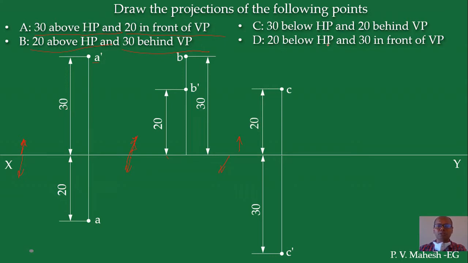Now 20 mm below HP and 30 mm in front of VP. So the fourth case, the point is below HP, no doubt you can draw below XY line, and in front of vertical plane. Generally people will have problem in this. If this is vertical plane, in top view the XY line is representing the vertical plane, and this is in front of vertical plane and this is behind vertical plane. So it is in front of vertical plane at a distance of 30 mm. Okay.